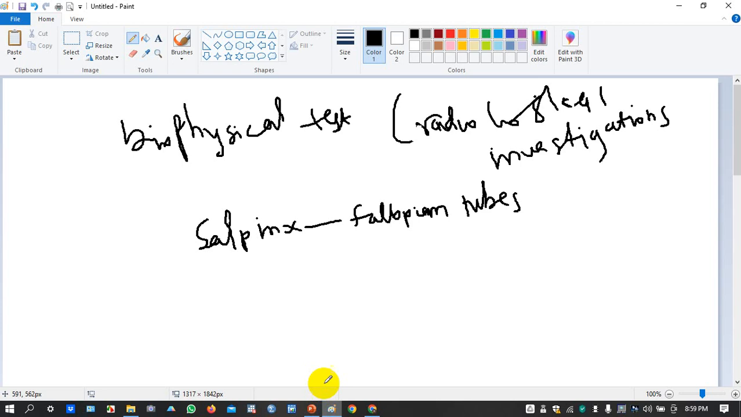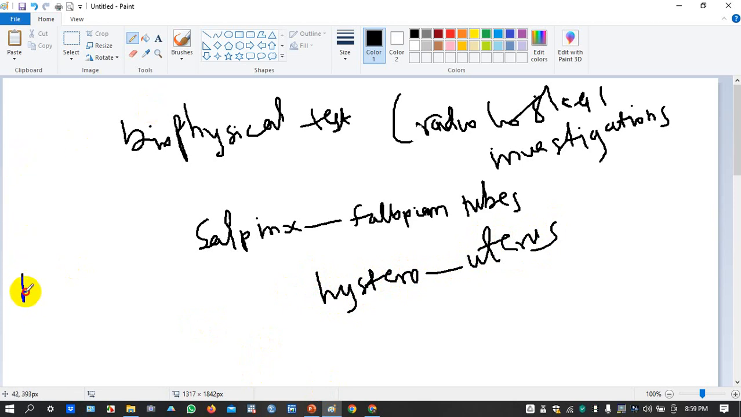So hystero means uterus, the female uterus or womb. If a woman goes to the hospital gynecological unit and they say you are doing a hysterectomy, it means the total removal of what? The total removal of the uterus. Hysterectomy is removal of the female uterus by surgery.